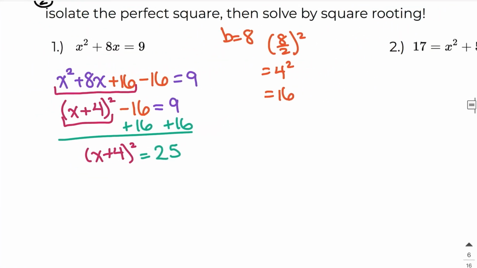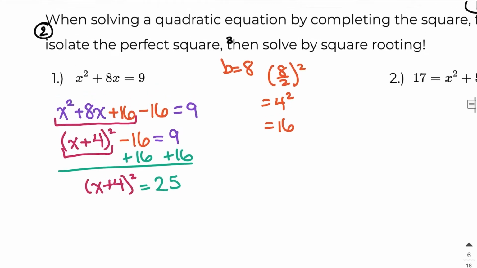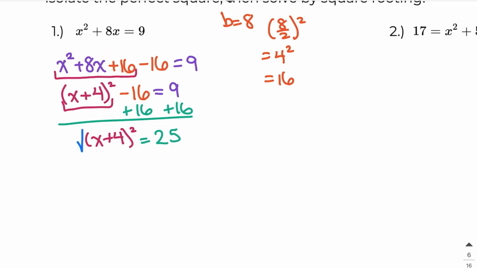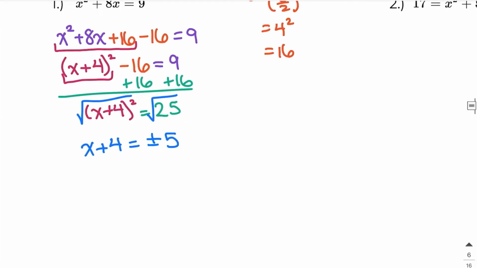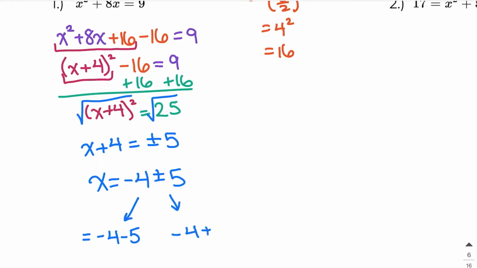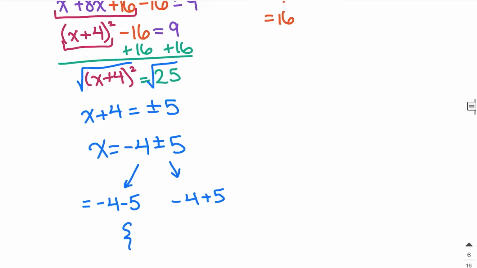And then after that, I can solve by square rooting. So step 3 is to solve by square rooting. So let's go ahead and do that now. I'm going to square root both sides. And when I square root x plus 4 squared, I just get x plus 4. And when I square root 25, I get plus or minus 5. Don't forget that plus or minus. That's so important. Once I do that, I can just isolate the x by subtracting the 4. So now this tells me that my first answer is going to be negative 4 minus 5, and my second answer is going to be negative 4 plus 5. And these are my two solutions.